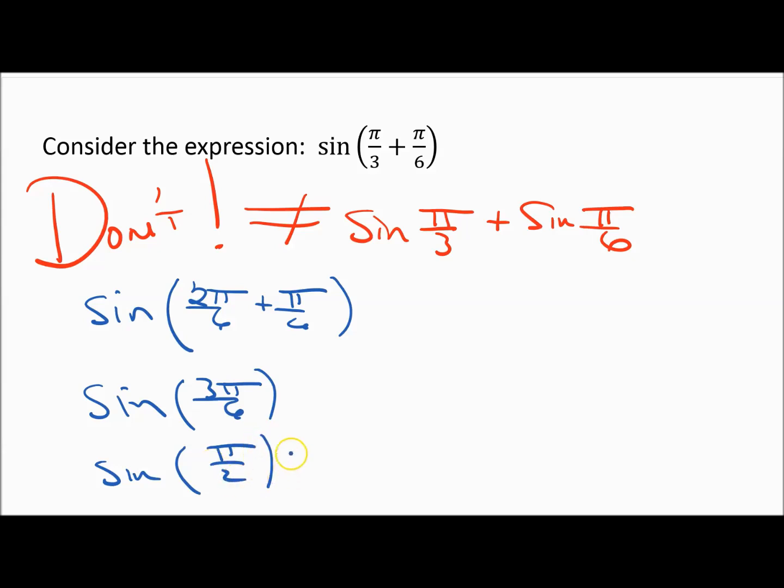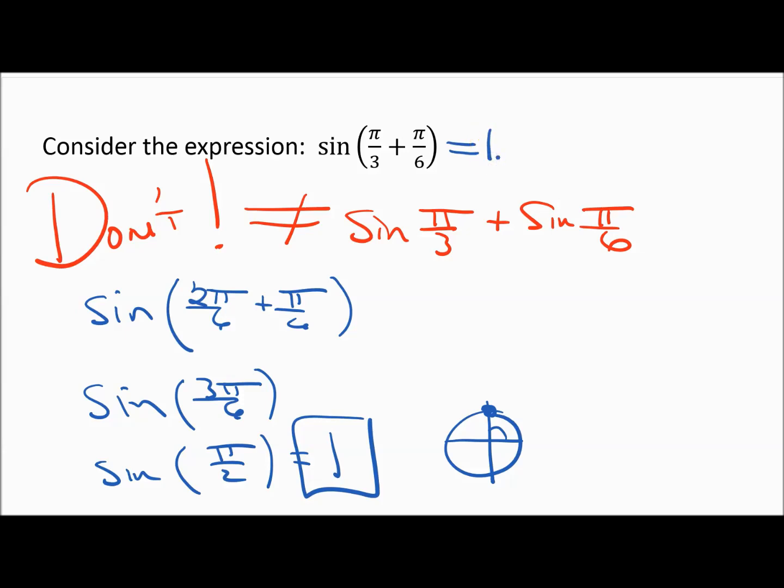And of course, the sine of pi over 2, remember you reflect back on your unit circle, here lives pi over 2. That's this angle right here. The sine of that is the y value right there, which is 1. So the sine of pi over 3 plus pi over 6 is 1.